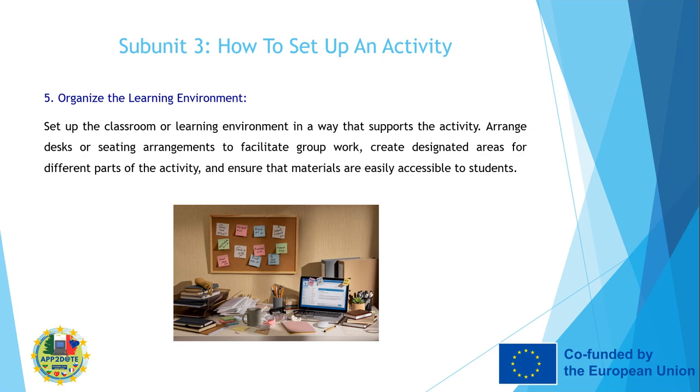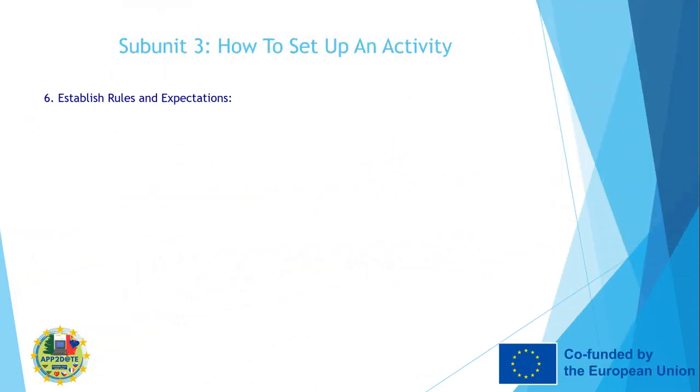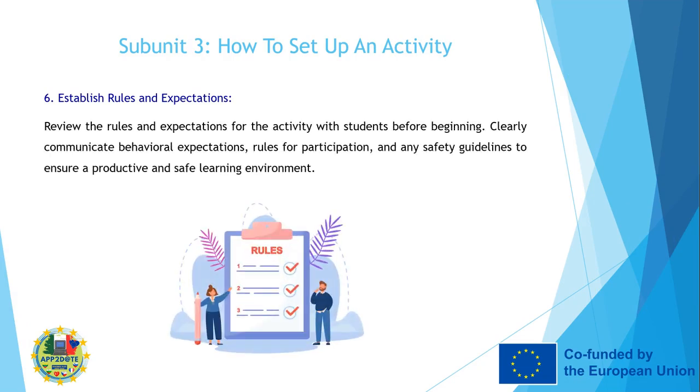6. Establish rules and expectations. Review the rules and expectations for the activity with students before beginning. Clearly communicate behavioral expectations, rules for participation, and any safety guidelines to ensure a productive and safe learning environment.